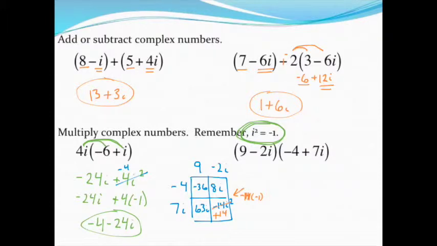Pulling all those numbers out of the box and adding up my real numbers, negative 36 plus 14 adds up to a negative 22. We usually like to put the real number in front. And then adding up my imaginary numbers, 63i plus 8i, gets me a positive 71i.